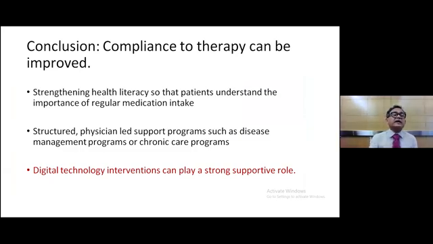So my conclusion is that strengthening health literacy, so that patients understand the importance of regular medication intake, can be best done digitally. And structured physician-led support programs such as a disease management program or a chronic care management program, nowadays, cannot be done just by talking to the patient in the OPD, but are absolutely best done by digital monitoring. So digital technology intervention can play a strong supportive role in the management of chronic respiratory diseases, and can improve the health of our patients.